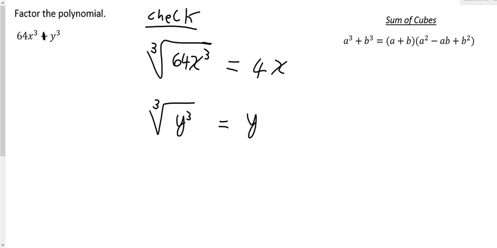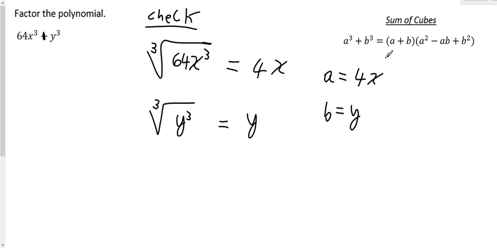All right, so we have a and b. The cube root of the first term, I'll call that a. So in this case, a is equal to 4x. b, the cube root of the second term, is equal to y. So these are my values for a and b here. So what I have is a cubed plus b cubed, and they're asking me to factor it.